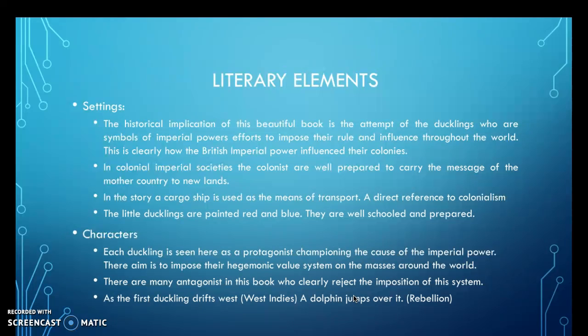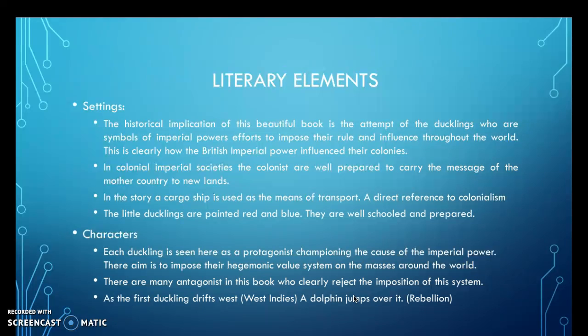In this beautiful story, a cargo ship is used as the means of transport, a direct reference to colonialism, which used boats and ships to transfer or to share its message and its influence to what were called New World colonies. The ducklings are painted red and blue. They are well schooled and prepared as the colonizers were. This is my first literary element, the setting.